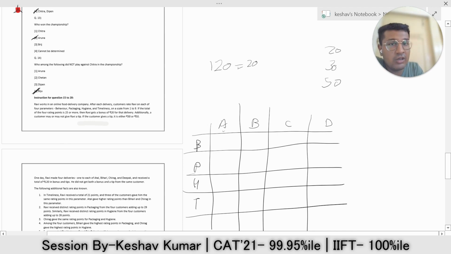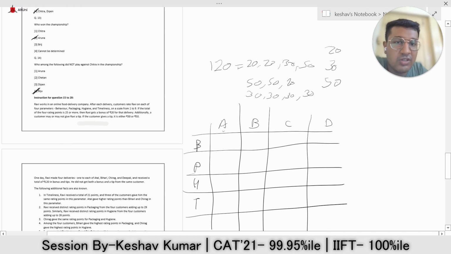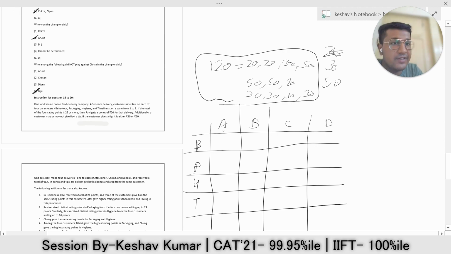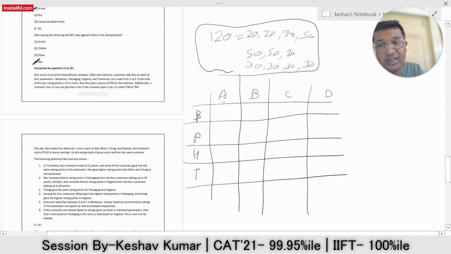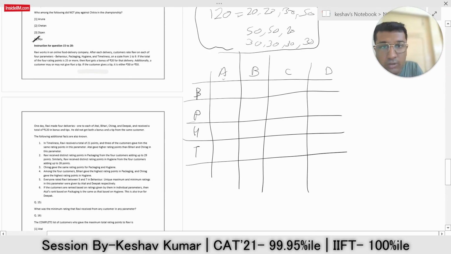One is 20, 20, 30, and 50. Another is 50, 50, and 20. And the last one is 30, 30, 30, and 30. Okay, so these are the only 3 ways I can make 120. We will get to know how it has been made at a later stage, if by filling in the data we get to know.